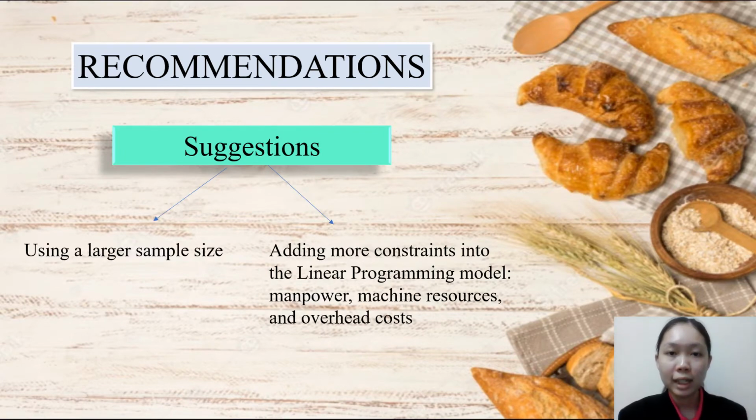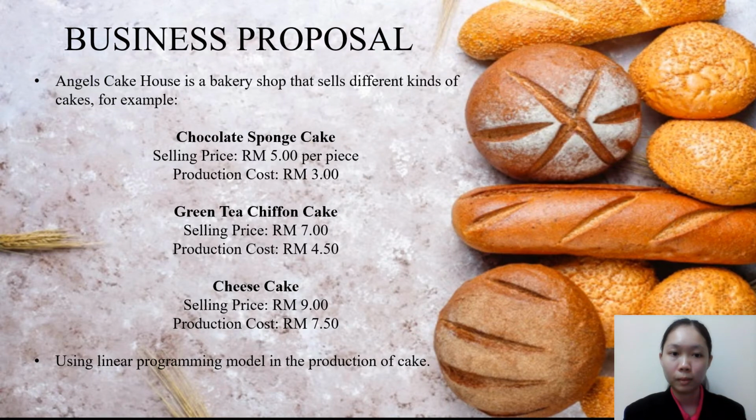To improve this study, we suggest using a larger sample size. This is because the bakery company not only sells these 5 types of bread, but also sells other types of bread. Besides that, to improve this study, other concepts need to be added into linear programming model. For example, manpower, machine resources, and overhead costs. This will obtain a more accurate result.